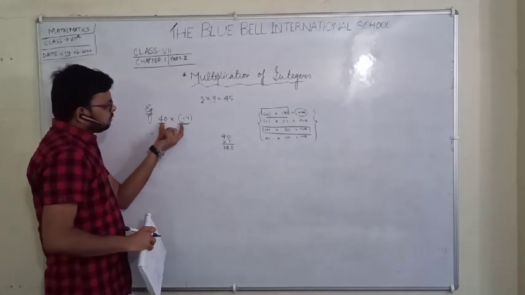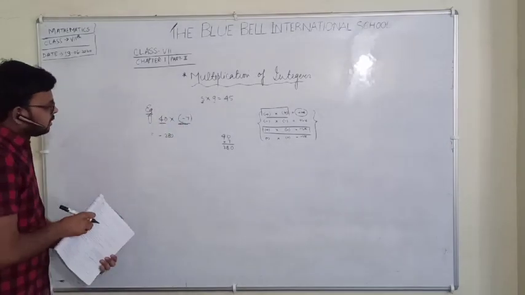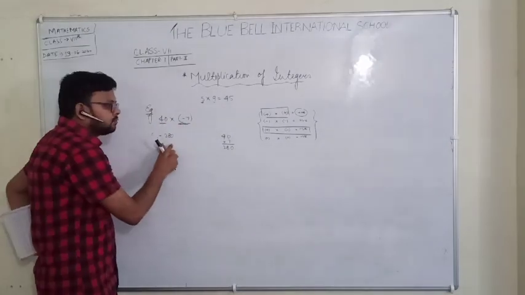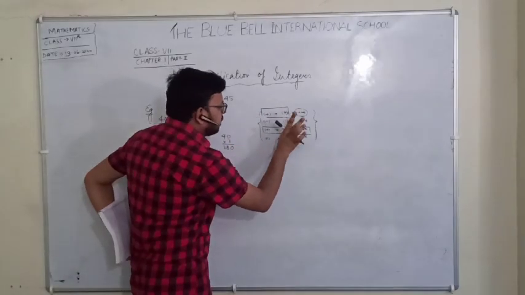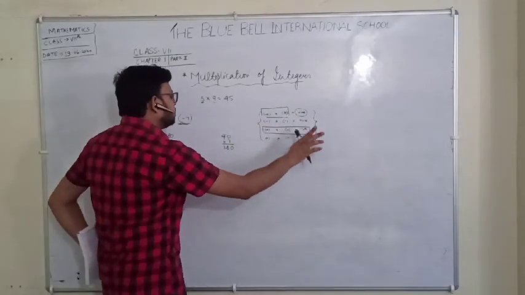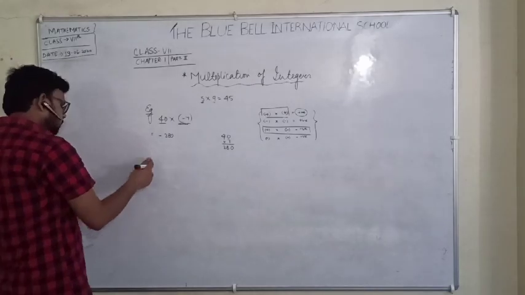If either of the numbers is negative, the answer will be negative. If both numbers are positive, the answer will be positive. If both numbers are negative, the answer will be positive. Let us look at some more examples.